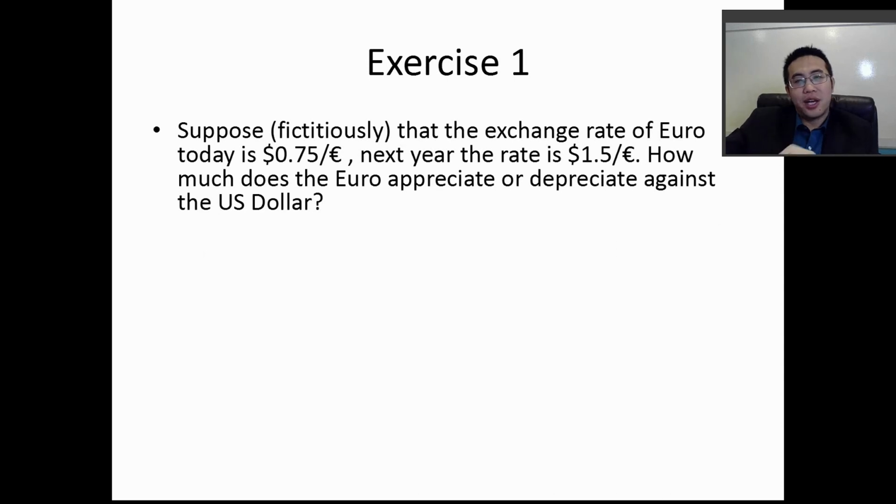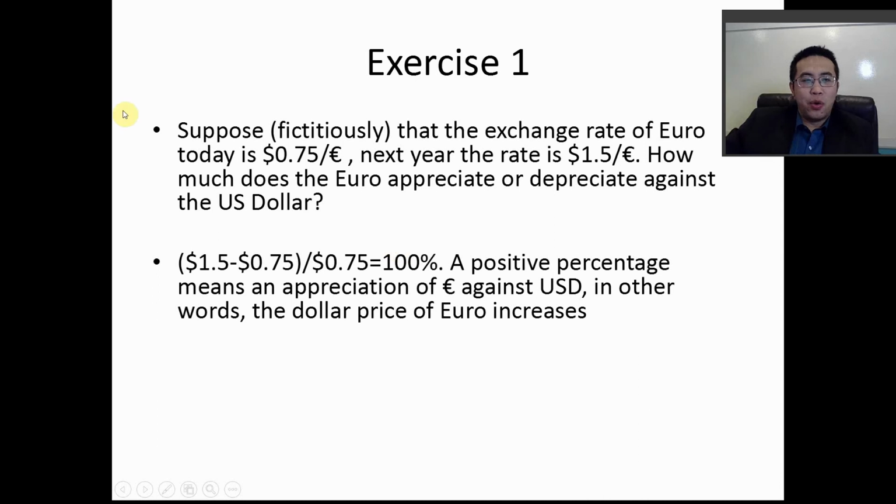And here is an exercise. Suppose, fictitiously, that the exchange rate of the euro today is $0.75 per euro. Next year it will be $1.5 per euro. How much does the euro appreciate or depreciate against the US dollar? So the currency we're analyzing here is the euro, definitely, and the price is expressed in the amount of US dollars. And you should also know which number is for a later rate and which number is for an earlier rate. This is easy to tell. 1.5 is later, 0.75 is earlier.